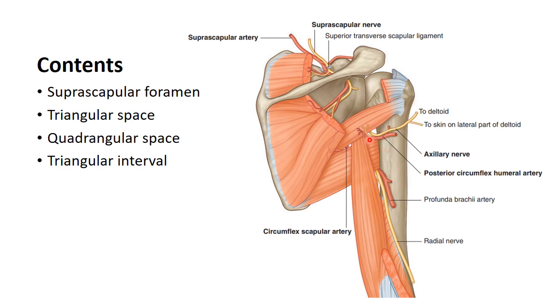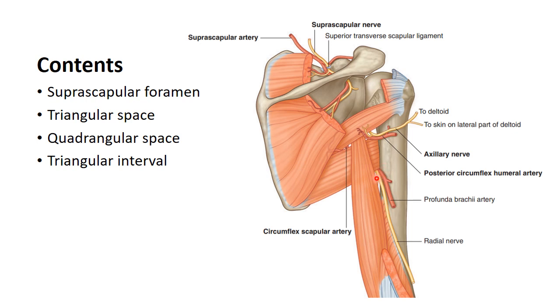The quadrangular space contains a nerve, artery, and vein. The nerve is called the axillary nerve, which passes through the quadrangular space and spans the surgical neck of the humerus, with an artery called the posterior circumflex humeral artery. Posterior because it is on the posterior aspect. Circumflex means winding around. Humeral means it winds around the shaft of the humerus at the surgical neck. And there is also a posterior circumflex humeral vein.